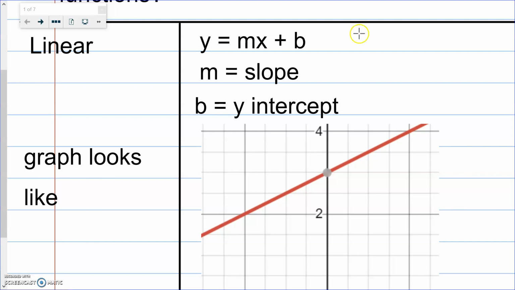So an example would be y equals 1/2 x plus 2 or 3. So the graph is a straight line. Slope will be positive, it goes up from left to right. If the slope is negative, it'll go down from left to right.